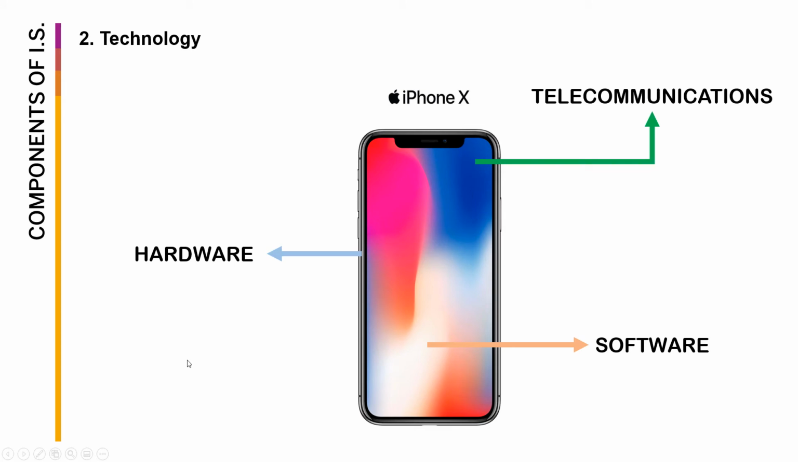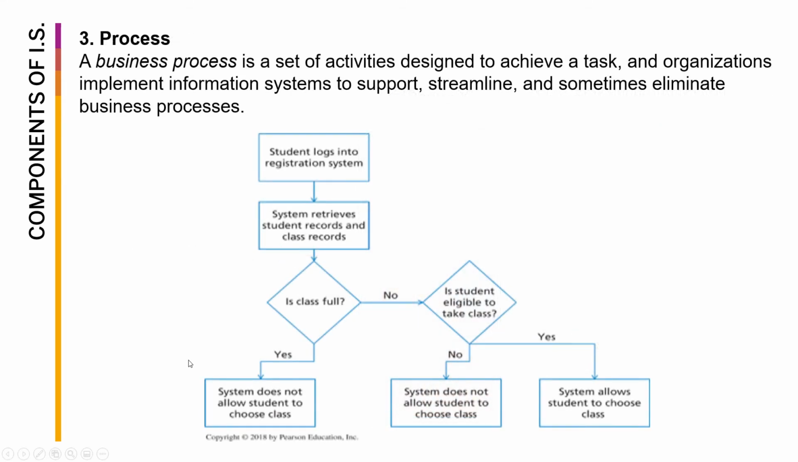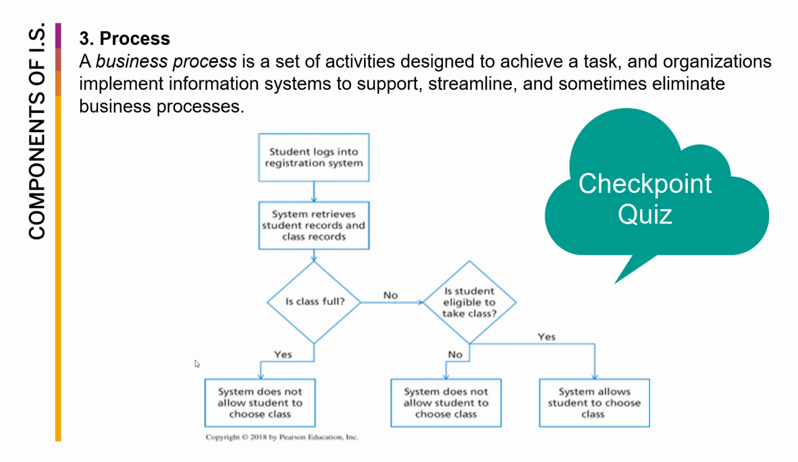Now, in terms of business processes, that's a third component of information system. A business process is a set of activities designed to achieve a task, and organizations implement information systems to support, streamline, and sometimes eliminate business processes. Could you identify what specific process is shown on the screen?